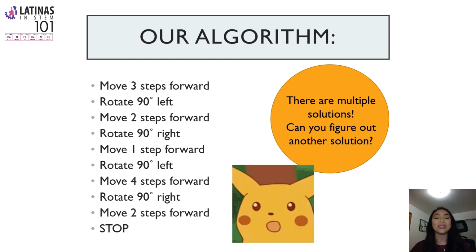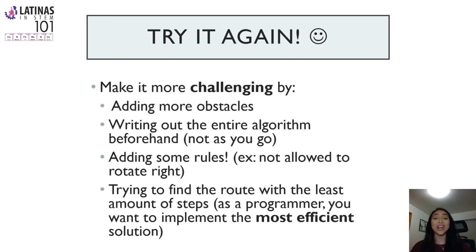So can you figure out another solution to this example? I think you can. So try it again and make it more challenging by adding more obstacles, writing out the entire algorithm beforehand, not as you go, and maybe add in some rules. So for example, maybe you're not allowed to rotate a certain direction. And always try to find the route with the least amount of steps, because as a programmer, you always want to implement the most efficient solution, because in the long run, this is going to save you the most money, time, memory, and resources. So can you go back and try to find the route with the least amount of steps?